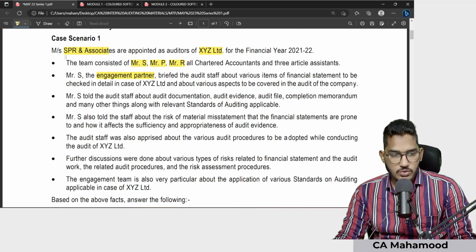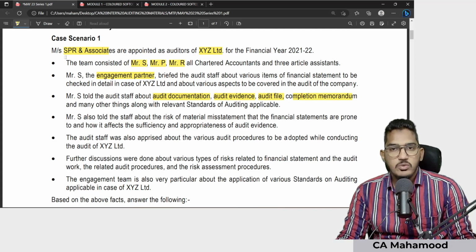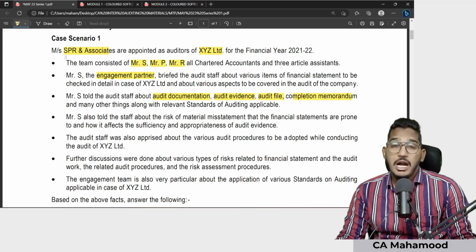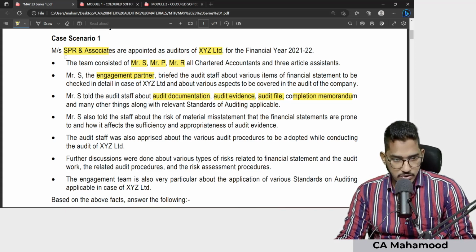Mr. S told the audit staff about audit documentation, audit evidence, audit file, completion memorandum and many other things, along with the relevant standards on auditing applicable. He described audit documentation, audit evidence, audit file, completion memorandum and what standards on auditing will be applicable. Everything has been explained to the engagement team members.